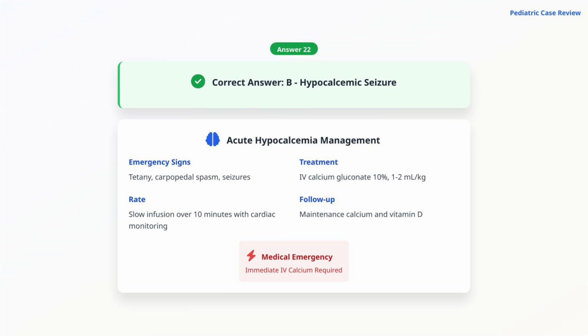Emergency treatment involves intravenous calcium gluconate 10% solution at 1 to 2 milliliters per kilogram, administered slowly over 10 minutes with continuous cardiac monitoring. This is followed by maintenance oral calcium and vitamin D therapy.